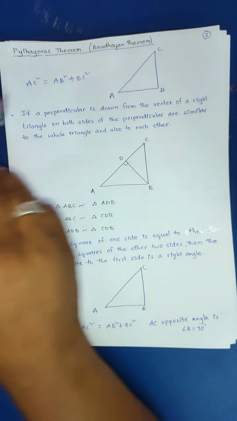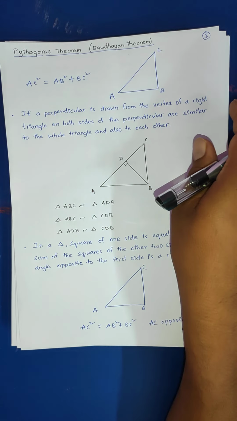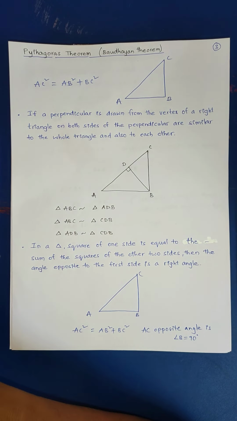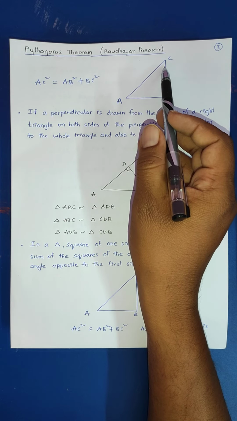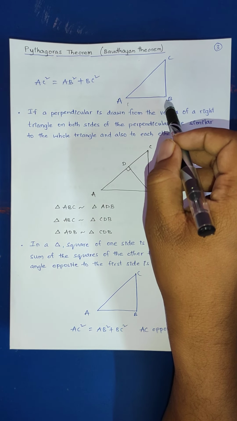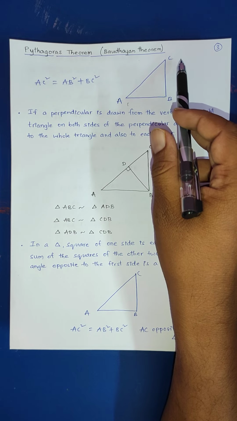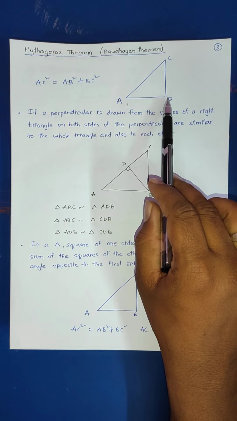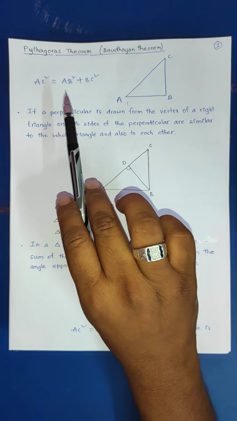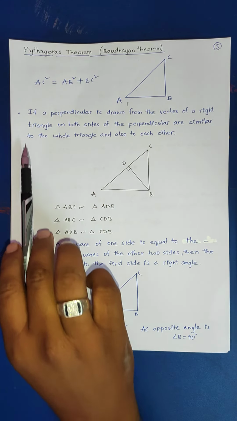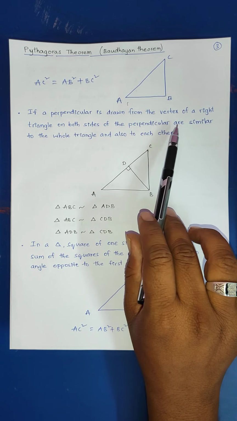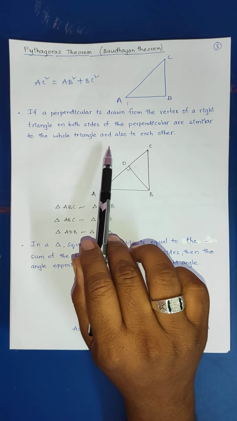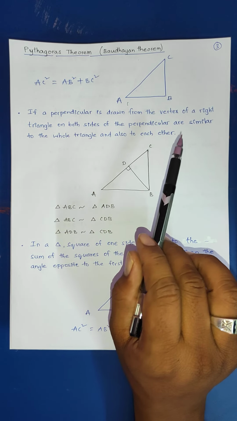Okay. Now, Pythagoras theorem. Another name for the Pythagoras theorem is Baudhayana theorem. What is the Pythagoras theorem? Hypotenuse square is equal to base square plus perpendicular square. AC square is equal to AB square plus BC square. This is the Pythagoras theorem.